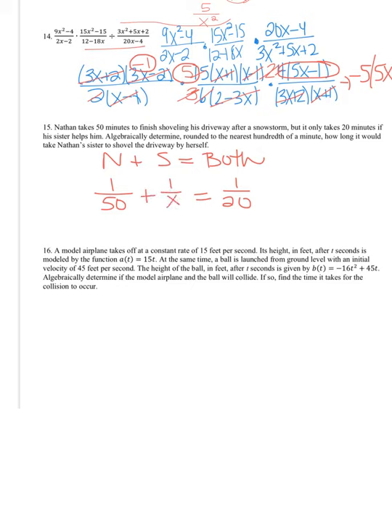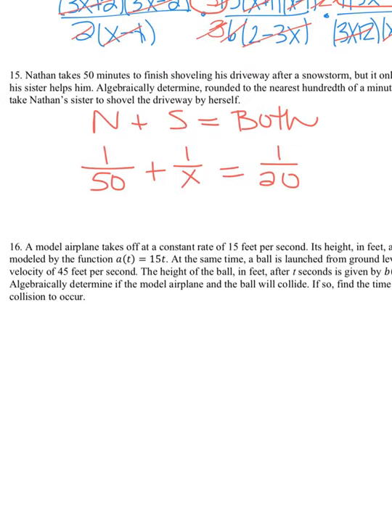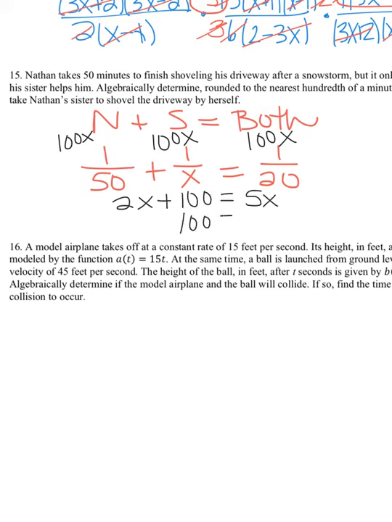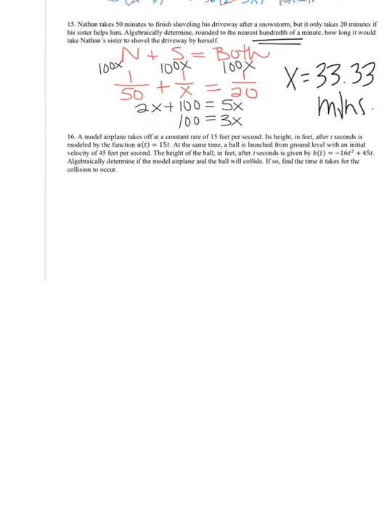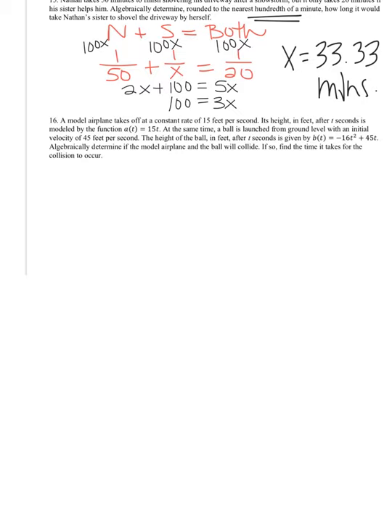You can multiply 20 times 50 times x if you want. There's actually an LCD of 100x. But if you don't use 100x, you could still get the same answer as me. So 100x over 50, that's 2x plus 100 equals 5x is my new equation. 100 equals 3x. When I divide by 3 and I round to the nearest hundredth, I get x is equal to 33.33 minutes.